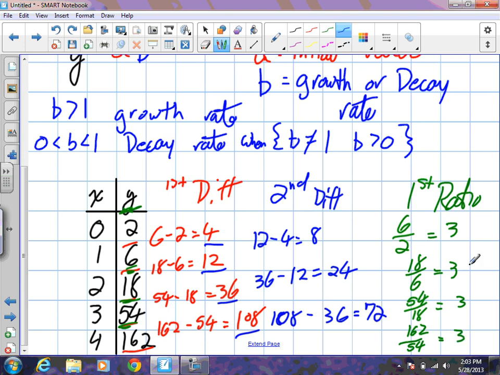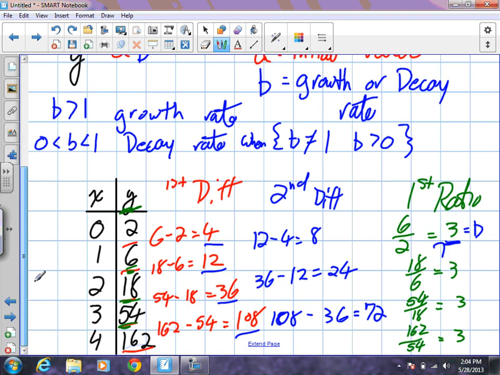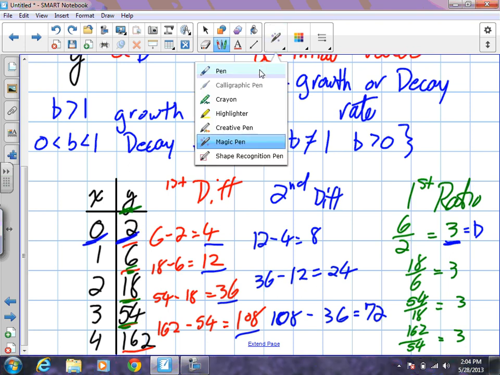This is very important. This ratio is our b. Okay? Our b is 3. So is this growth or decay? Growth. Why is it growth? It's greater than 1. Also, the numbers are going up. Makes sense, right? It's a growth rate. Our a value, we said, is the what? Y-intercept. Looking at this table, how can I find my a value? Y-intercepts are when what is 0? Not when y is 0, when x is 0. So what is our a value? 2. So in this, our a value equals 2.